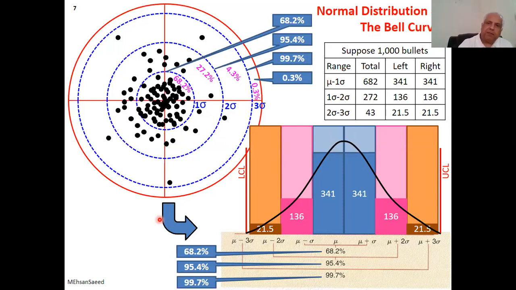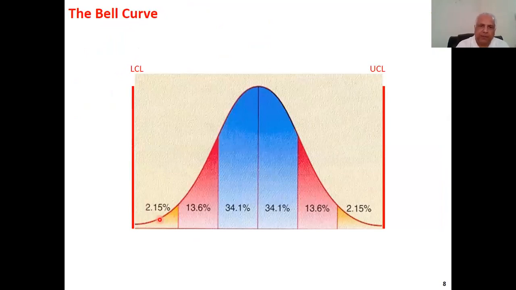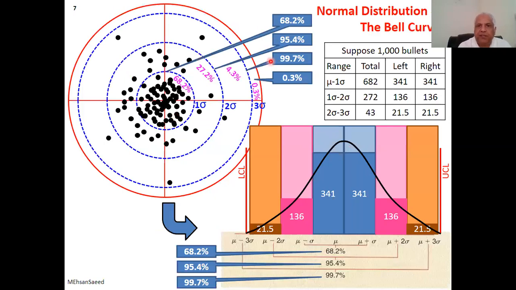Here is a better depiction of the bell curve than the one drawn by me. This is what I have taken from the internet. So this is a good figure of a bell curve, clearly indicating the first standard deviation, the data in between the second standard deviations and the third standard deviations and the limits, and the 99.7% data lying within these two limits. This fact, which we have just discussed, 99.7% data lying within three standard deviations, has very important implications in control charts.